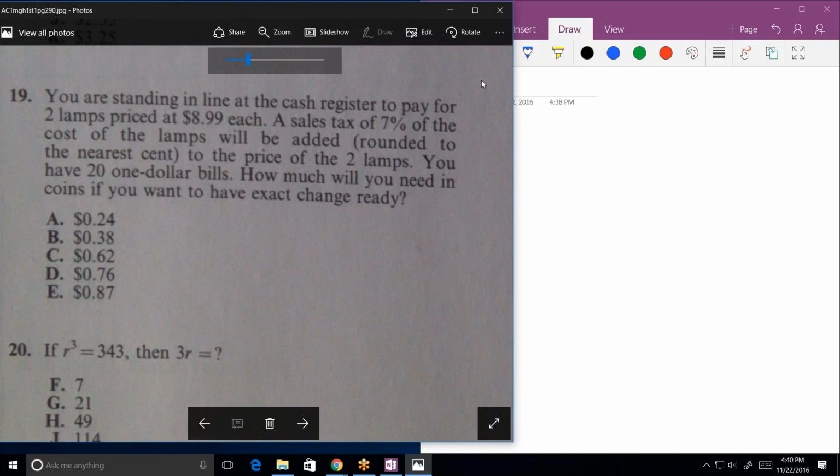Number 9. You're standing in line at the cash register to pay for 2 lamps priced at $8.99 each. A sales tax of 7% will be added to the cost of the lamps, rounded to the nearest cent, for the price of 2 lamps. You have one $20 bill. How many bills or how much will you need in coins if you want to have exact change ready?